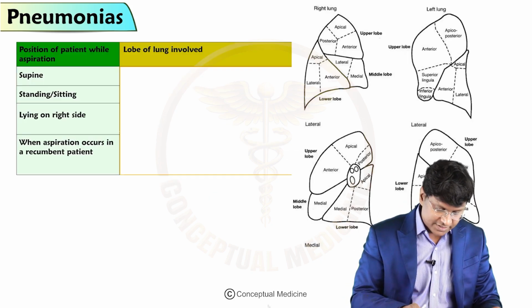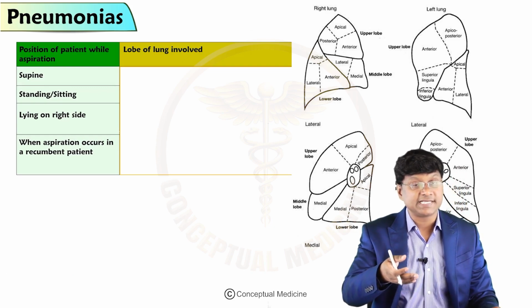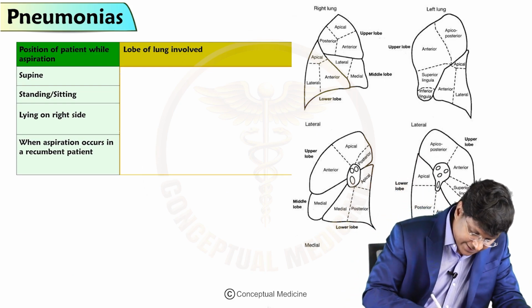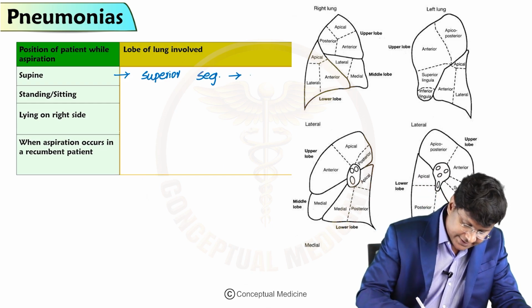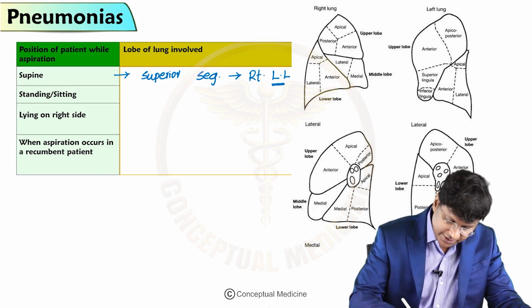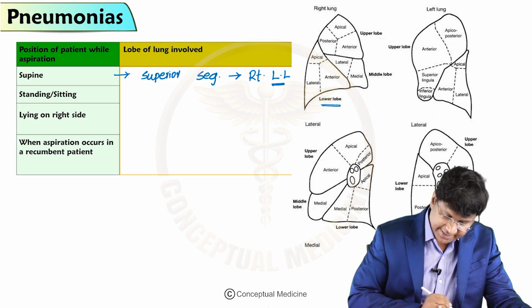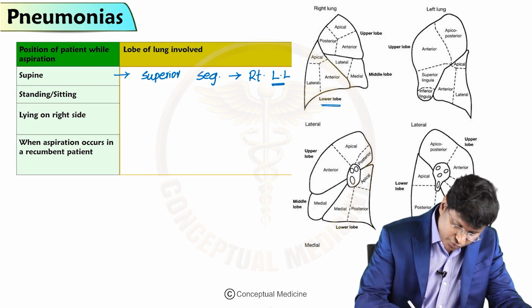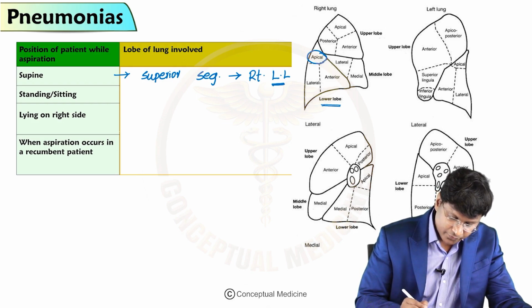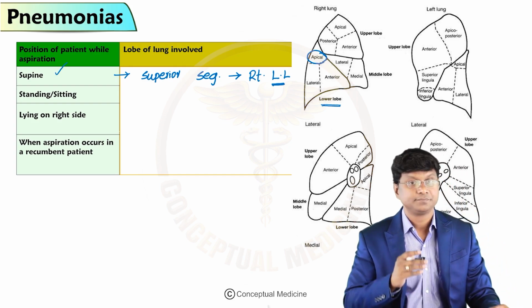So let me tell you, if the aspiration has occurred in supine position, which part of the lung is affected? It is mainly the superior segment of the right lower lobe. Okay, you see, this is the lower lobe, right? Superior segment of the right lower lobe is affected when the aspiration occurs in supine position.